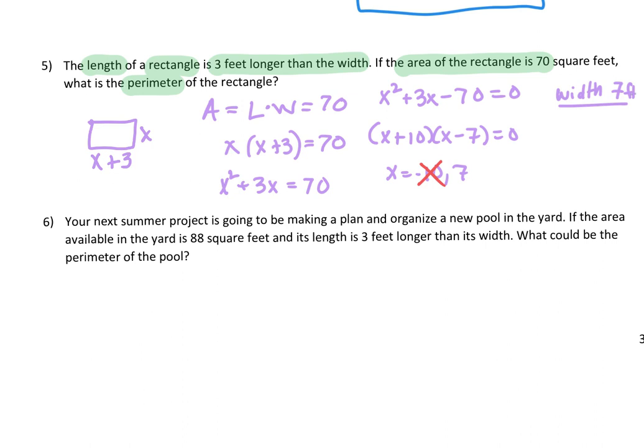But that's not what the question is asking. The question is asking for the perimeter, which means we also need the length. The length is pretty easy to find. If we know our width is 7, the length is 3 feet longer than that, so that's 10 feet. So our width is 7, our length is 10. That means that our perimeter is 10 plus 7 plus 10 plus 7, or 34 feet.